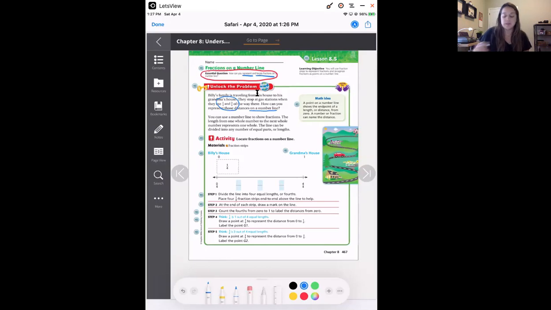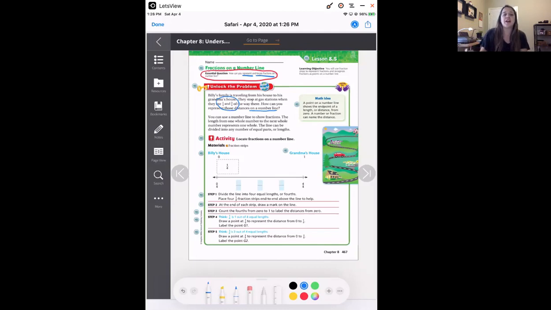So if we look at the activity, it is telling us to use fraction strips, but we don't have fraction strips. So instead of using fraction strips, we are going to draw, okay? So we need to find the distance to Billy's grandma's house, and we need to find the number of parts. So one gas station is 1/4 of the mile.